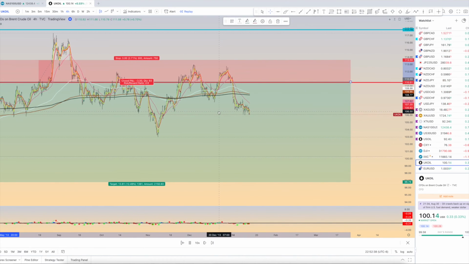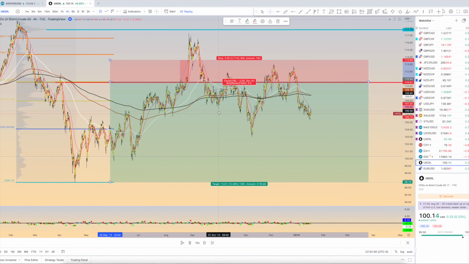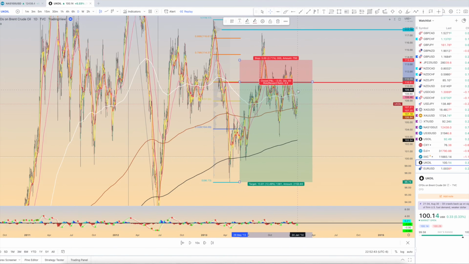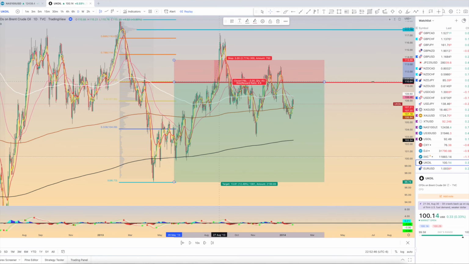All right, stretch it out even further. Let's see how this actually moves. Okay, I'll switch to the daily. It's taking too long. Sorry. Oh, jeez. Okay, let's keep going.